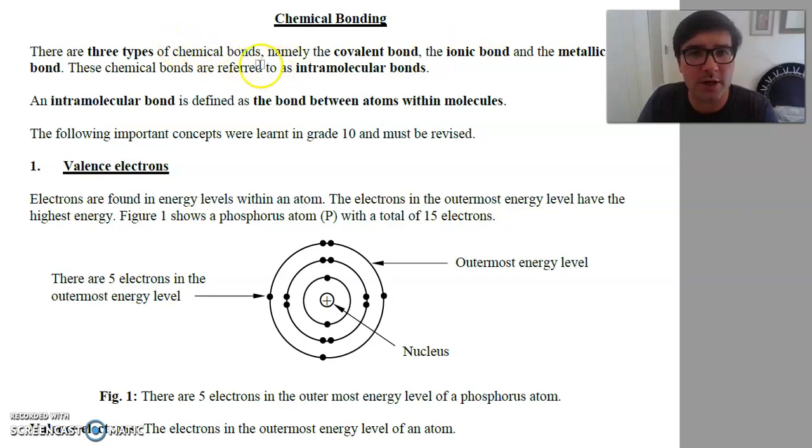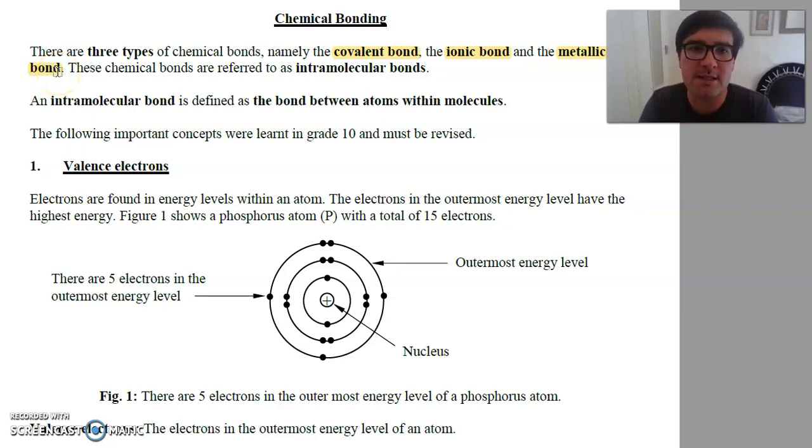Now last year we learned that the first one is covalent bonds, which represents the sharing of electrons. Then we get the ionic bond, which forms between non-metals and metals due to the transfer of electrons, where you've got positive and negatively charged ions attracting one another with the electrostatic force. And then we also looked at the metallic bond, which we get in metals.